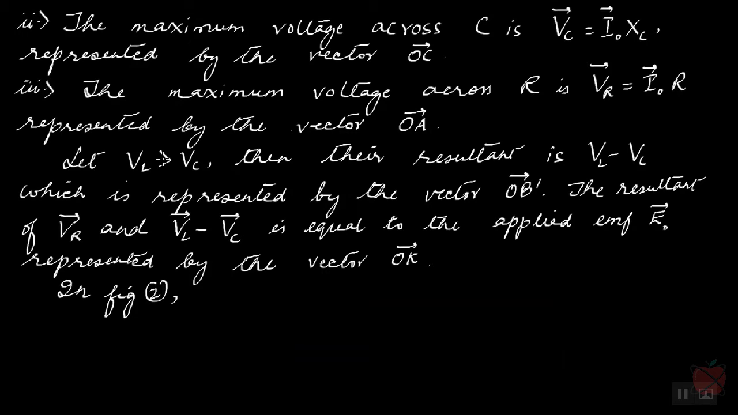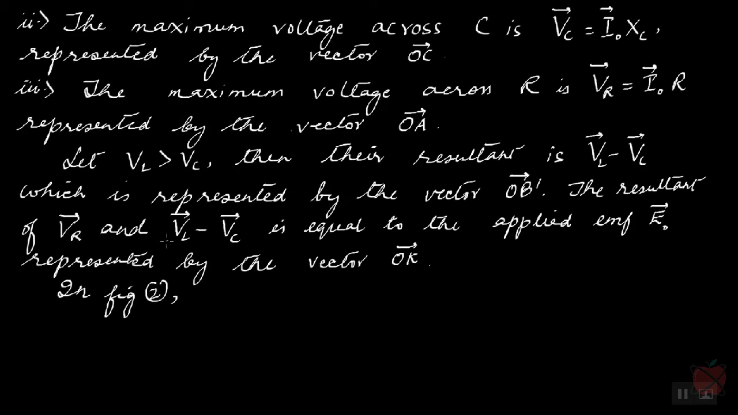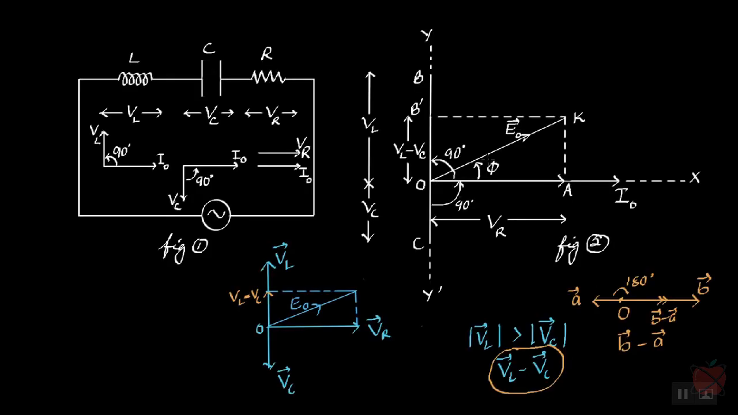Okay. Let VL be larger than VC. We're just assuming. Then their resultant will be VL minus VC. I think this is clear, right? It should be VL bar minus VC bar, which is represented by the vector OB dash. Where is that vector OB dash? This is the vector OB dash. Understood? Just like this one. The resultant of VR and VL minus VC is equal to the applied EMF E naught, represented by the vector OK. Which vector? This one, OK.